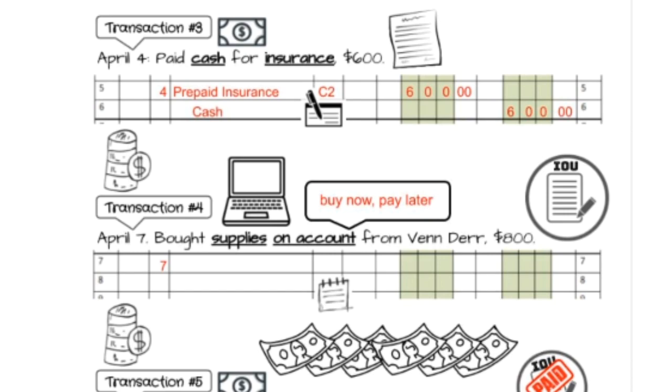And when we think about what account is debited, we bought supplies. That's an asset and it's increasing. So supplies is going to be our debit, and it is $800.